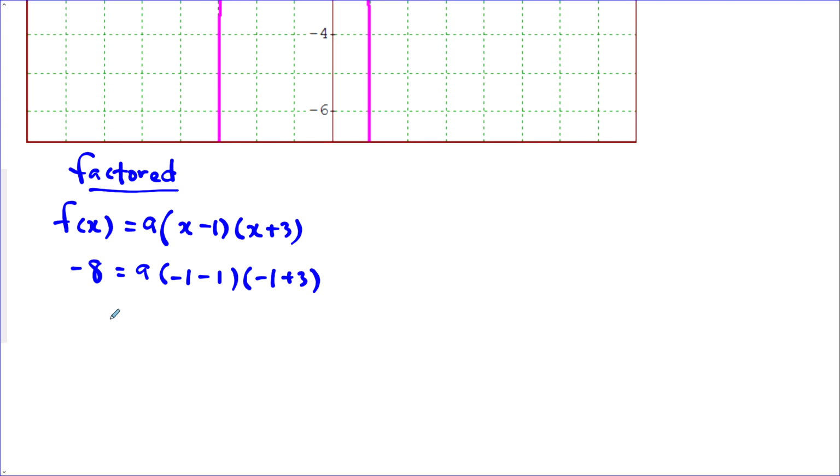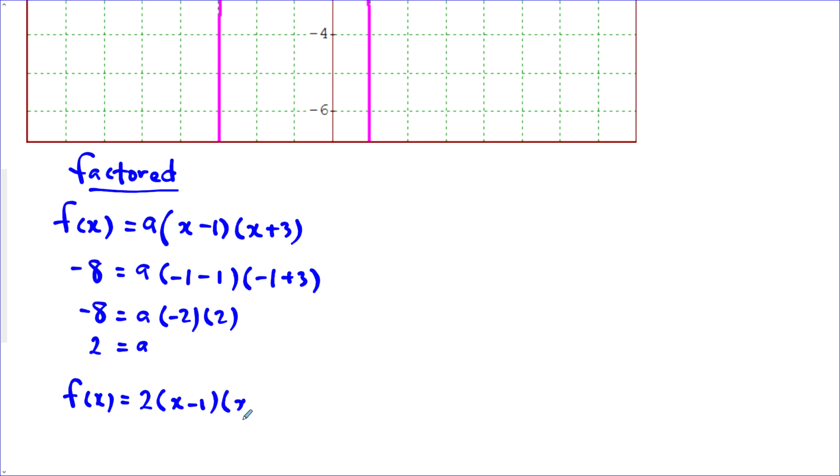And now just do some algebra, sort this out here. -8 equals a, -2 times 2, so this is -4. Divide both sides by -4, and we get that a is equal to 2. So that means that our equation for f of x is 2, x minus 1, x plus 3.